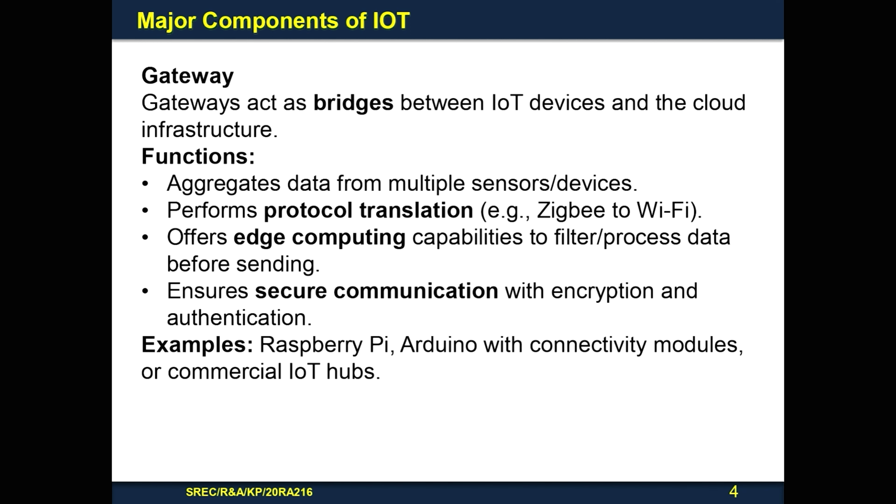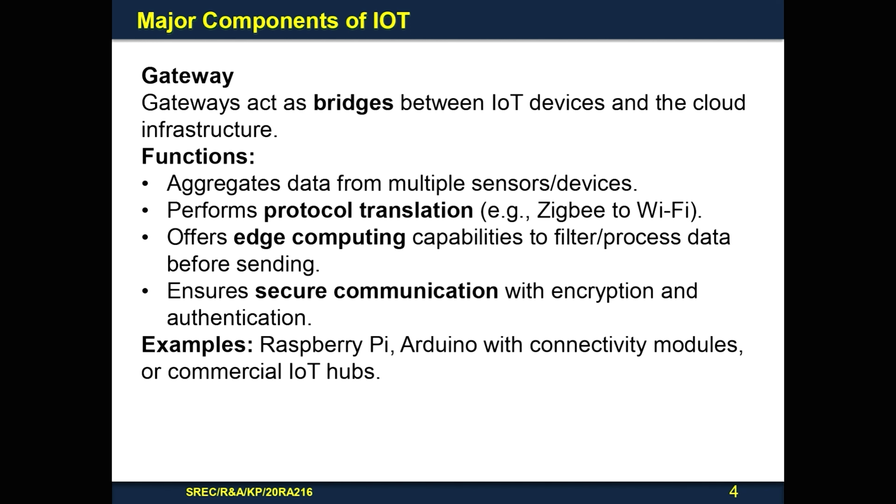Based on the functionality of the IoT device, the protocol will vary. For example, basic protocols are Zigbee or Wi-Fi. You can also use LoRaWAN, BACnet and other protocols. It also offers edge computing capabilities for filtering and processing of data. The data might have some noise or unwanted information, so basic filtering will be done in this gateway.